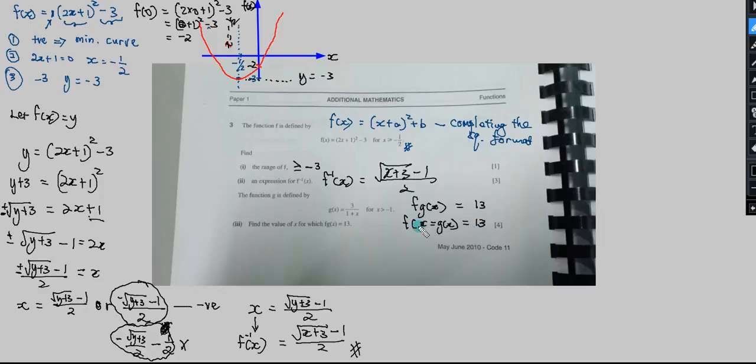That means the x in the f function will be replaced by g(x). Let's look at your f function. Your f function is f(x) equals (2x plus 1) squared minus 3. This is your x. Drop this off first.